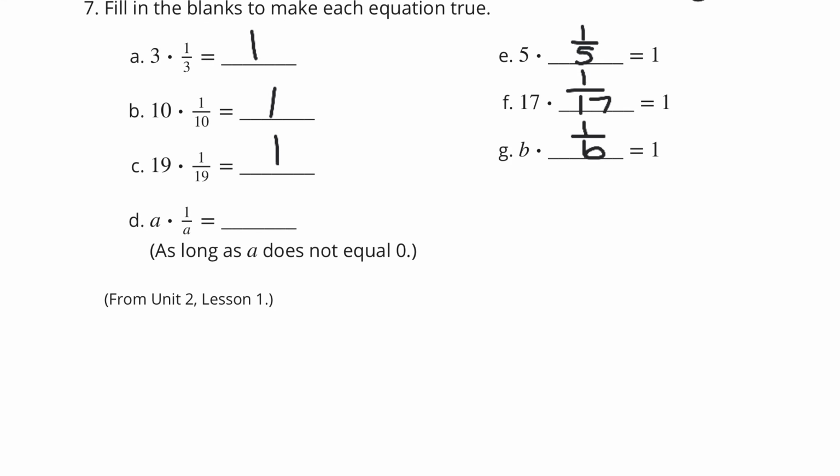And jumping back to a times 1 over a, that's still going to be 1, because you'd have a divided by a, and any number divided by itself is 1.